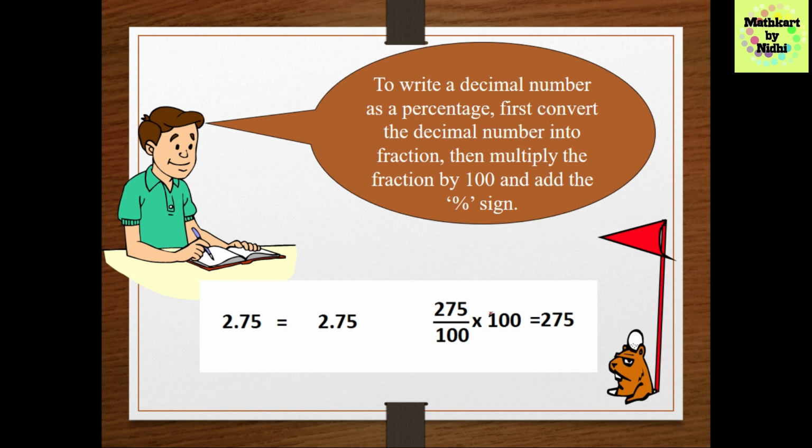One more example. 2.75 can be written as a fraction by removing the decimal. Instead of the decimal, I am writing 1. And how many decimal places? 2. So 2 zeros will be placed. So now it has become 275 upon 100. And then I have to multiply by 100. So 100 ones are 100. So the answer will be simply 275%. Fine.